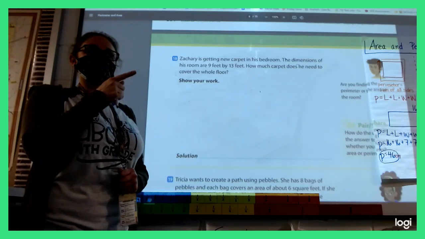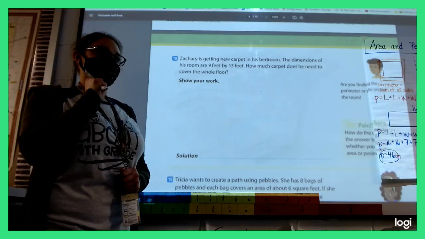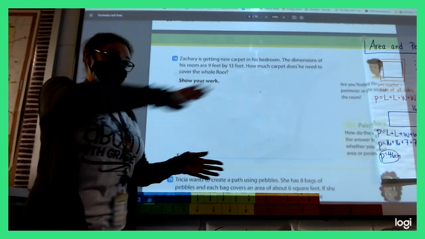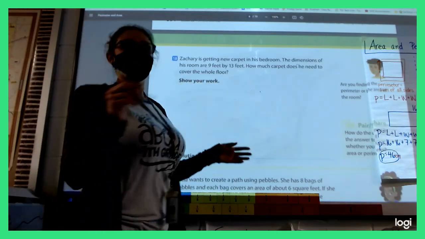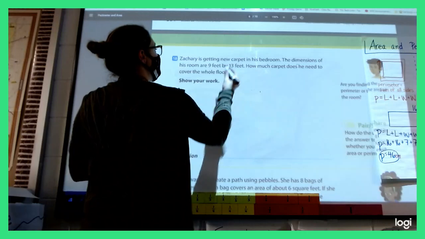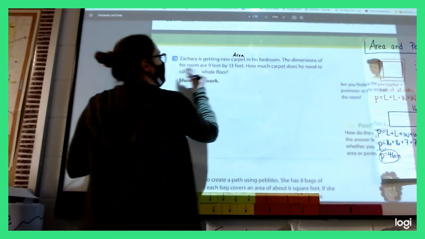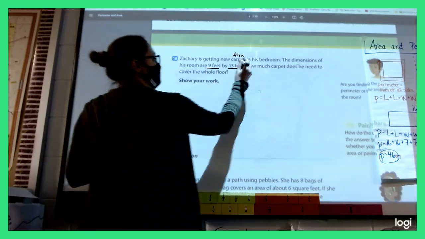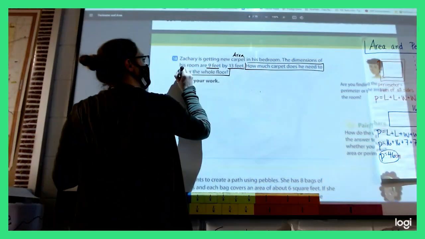Emma? Because it's going to be area because he has to find out how big the area is. The inside area, right? Yeah, we're not trying to put carpet in a border around the edge. That'd be funny, right? It's going in the middle of the room. So, new carpet, I'm going to go ahead and write area. The dimensions of his room, 9 feet by 13 feet. How much carpet does he need to cover the whole floor? Put our question in a box.